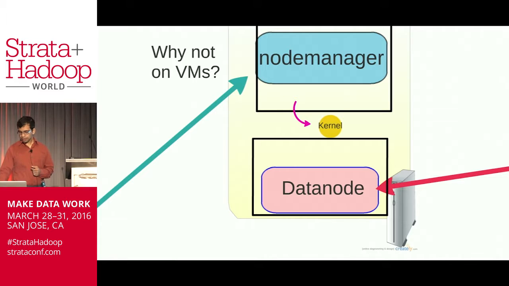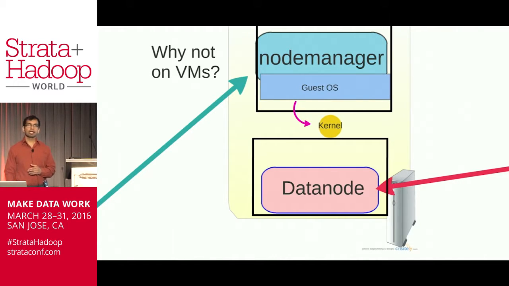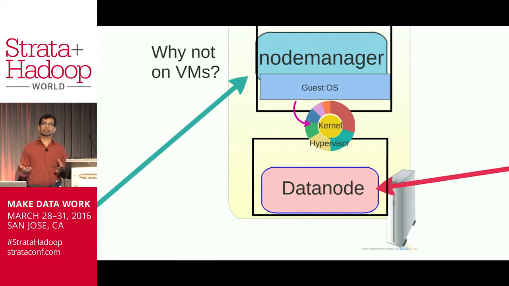With a VM, you are now adding additional layers. The node manager now has to talk to the guest operating system of the VM, which has its own way of forwarding the calls to the hypervisor on the machine. So now the hypervisor has to understand what the kernel understands and what the guest operating system understands, be the intermediary, and pass the call all the way to the kernel.